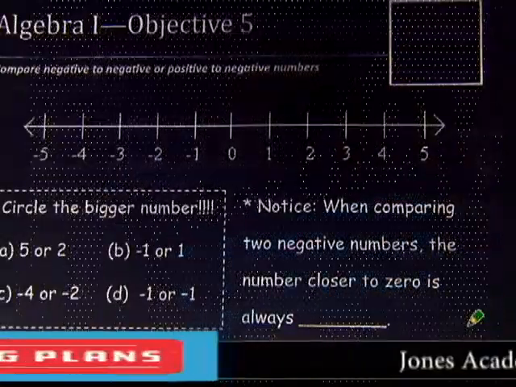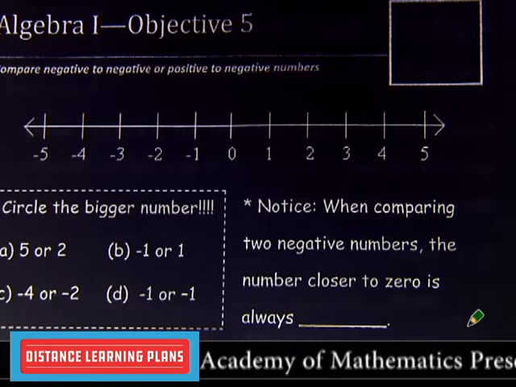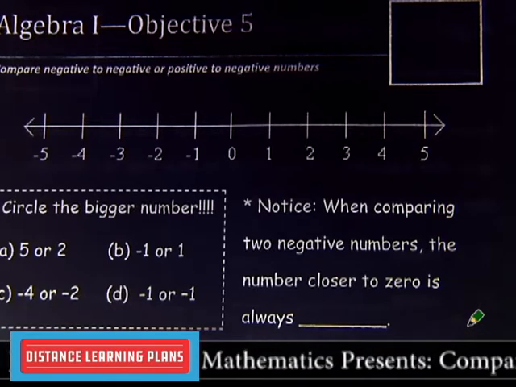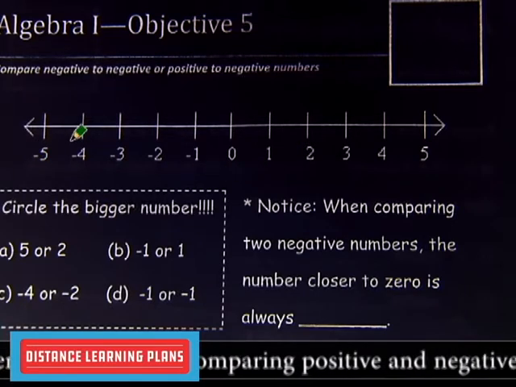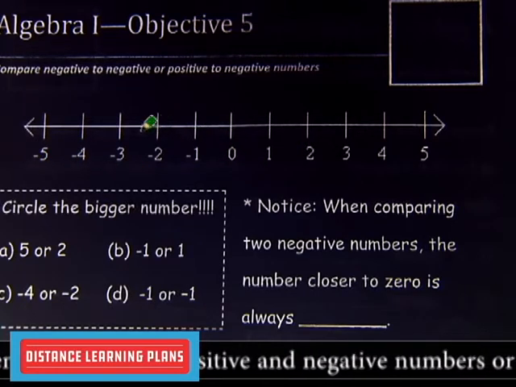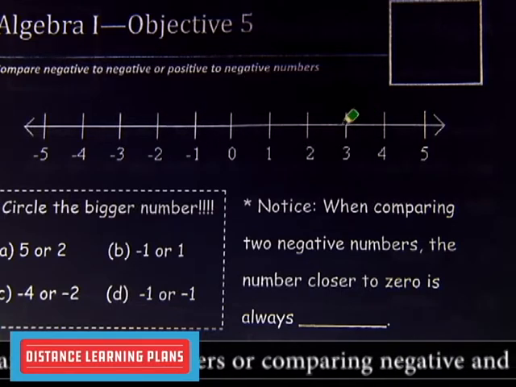Okay, so we're going to talk about objective number 5. Compare negative or positive to negative numbers. The reason this number line is here is just remember, anytime the number is to the left, that's less. So like negative 2 is less than negative 1, or negative 2 is less than positive 3.